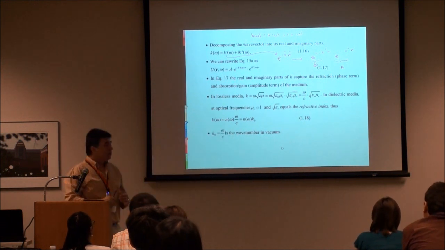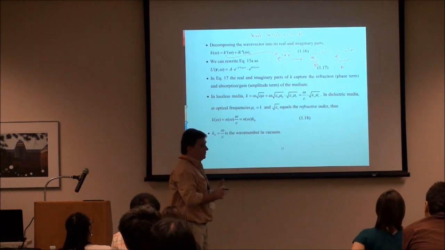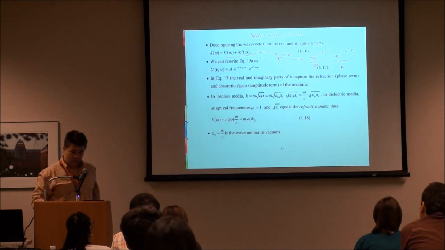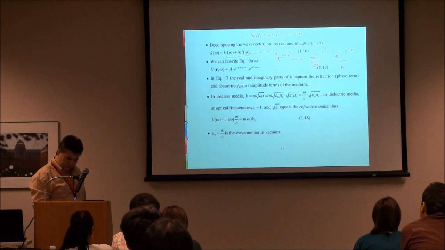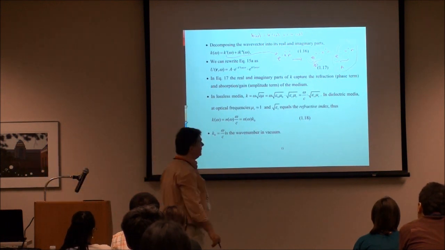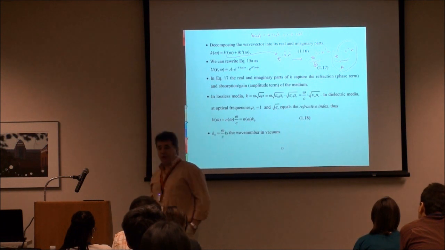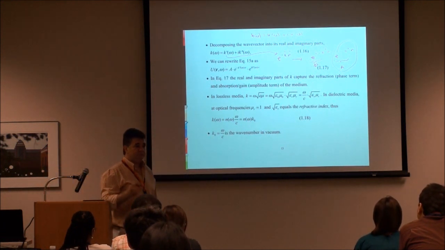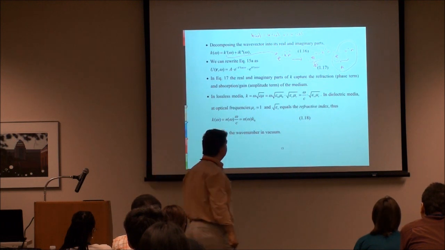Right? So what does that mean? It means that in a material with conductivity, like metal, there is some attenuation due to the imaginary part of the refractive index. And that's exactly why we cannot see very well through metals. That's why they are very opaque.